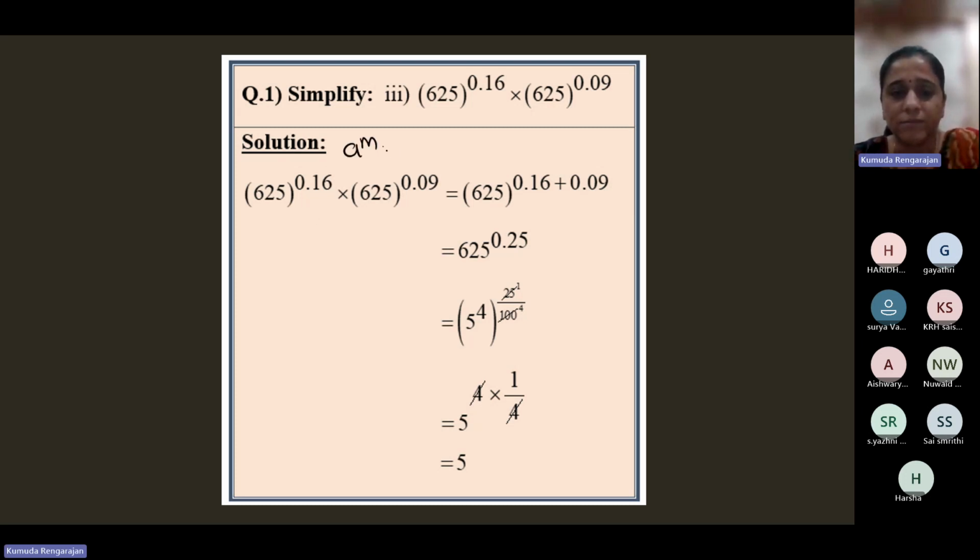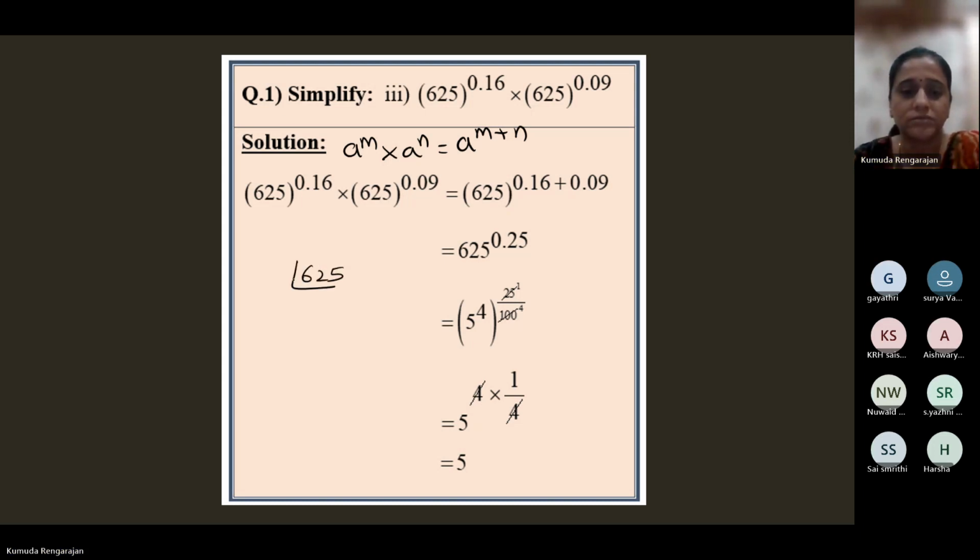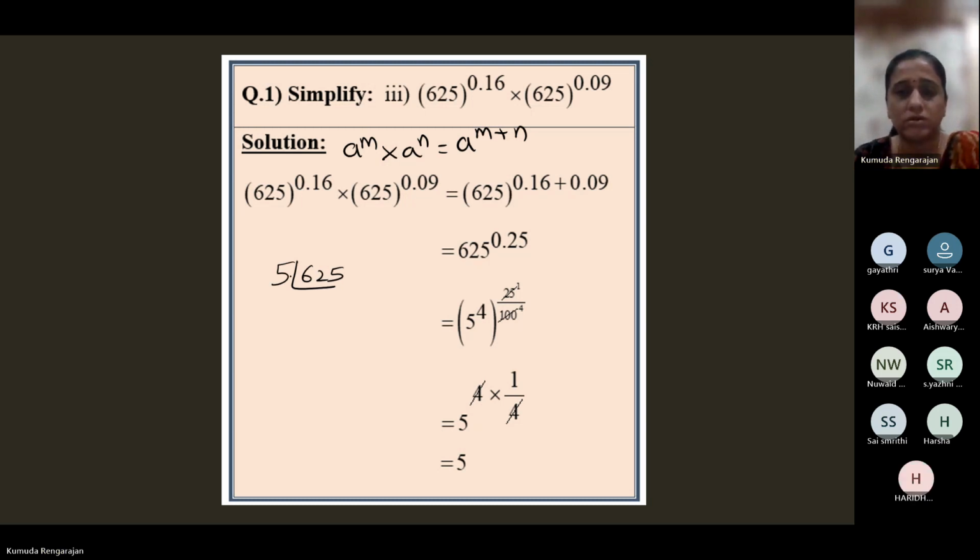The rule is a to the power m into a to the power n is equal to a to the power m plus n. So 625 is the common base. Write that and add the powers. You get 0.25. 625 is 5 to the power 4, and 0.25 can be written as 25 by 100, which simplifies to 1 by 4. Now there are two powers, 4 and 1 by 4. So multiply the powers. The base is 5. 4 into 1 by 4, the 4s get cancelled. So it's 5 to the power 1, which is 5.